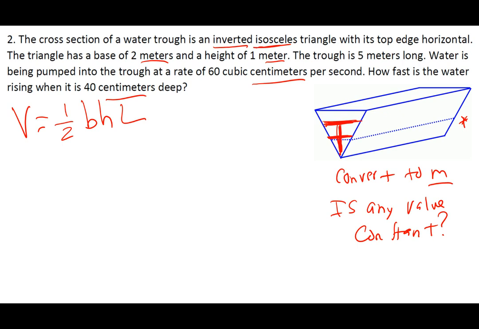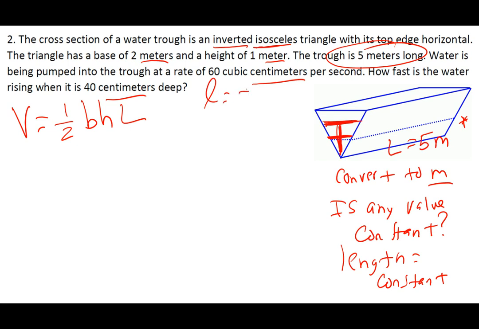So the base and the height are clearly changing, but guess what's not? The length of the trough. The length of this trough is constant. Because the length of the trough is constant, remember, you're allowed to plug that in right away. The trough is 5 meters long. You can either draw that on your picture. So the length is equal to 5 meters.